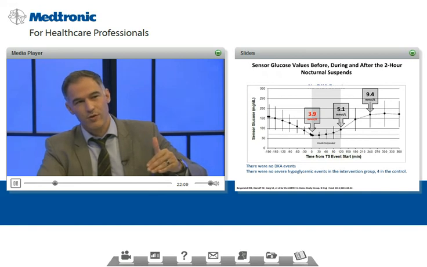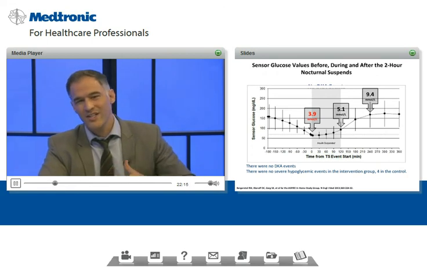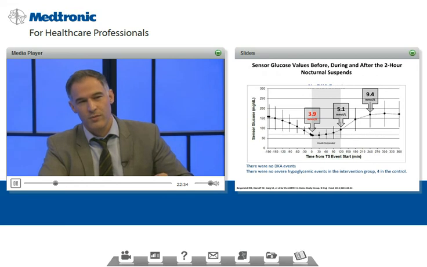So if it was less than 3.9 at suspension, at the end of the 2-hour period it was about 5, and a few hours later it was about 9. So it really didn't seem to be messing up people's glycemic control either. And then I should also note there were no severe hypoglycemic events, so needing third-party help or assistance or seizures, coma in the low glucose suspend group, but there were 4 that required assistance in the control group.